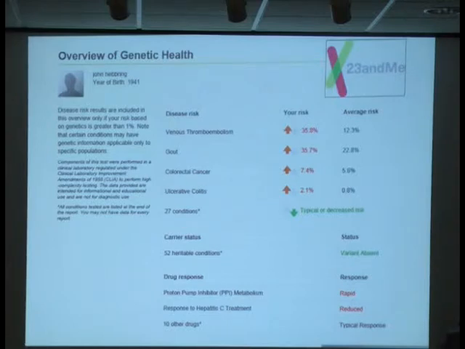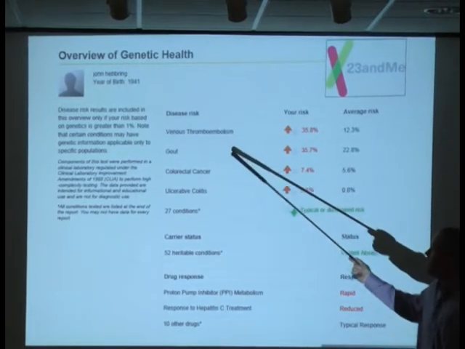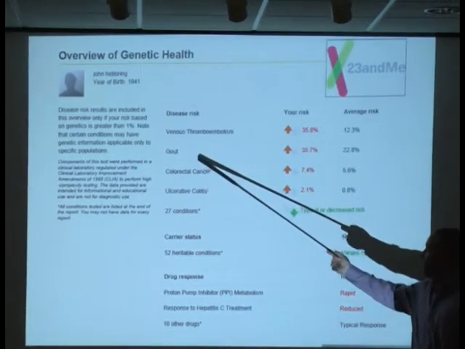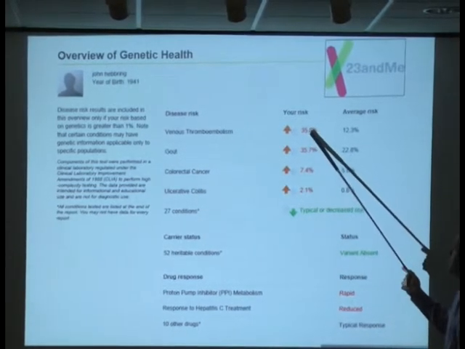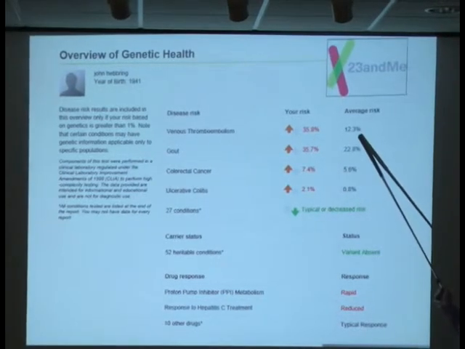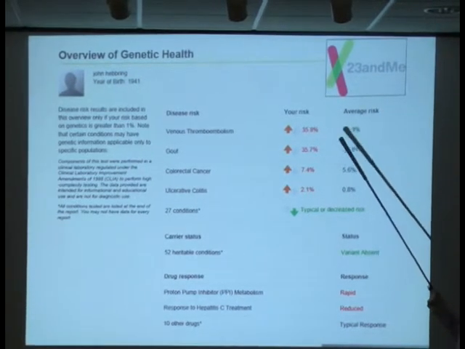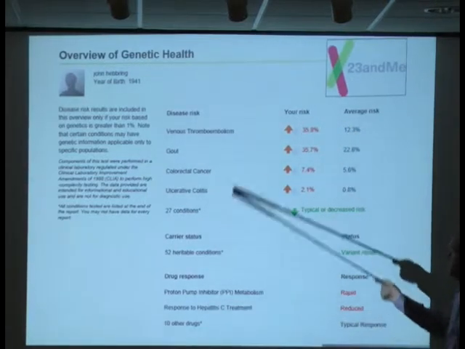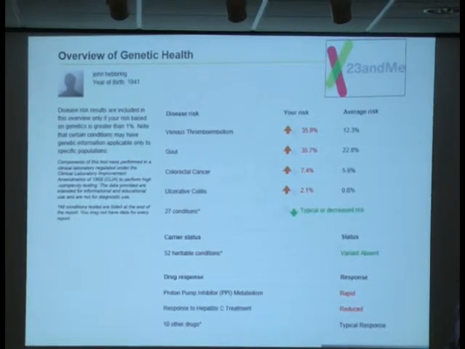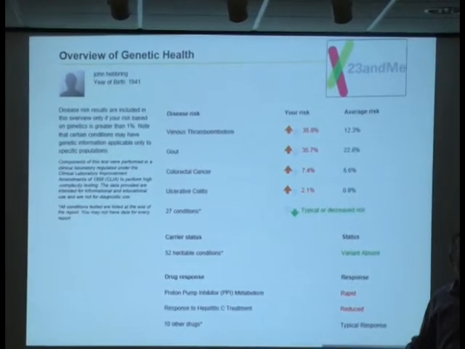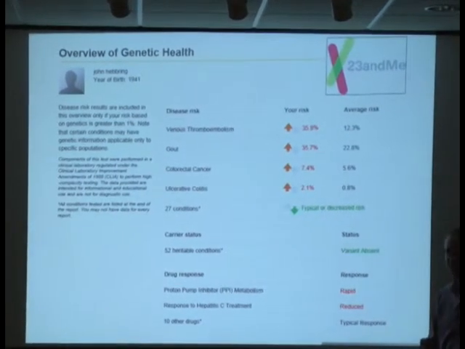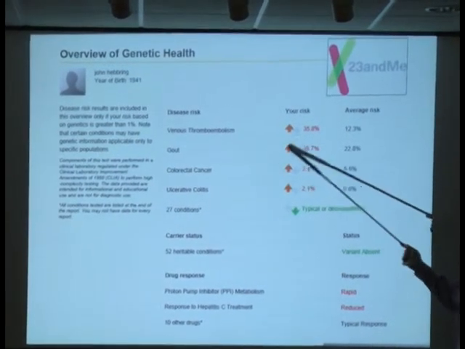But they also give you some disease information. So my father is at risk for venous thromboembolism. He's at increased risk for gout, colorectal cancer, and ulcerative colitis. Now, these are his risks, and this is the average population risk. So he's at a threefold risk of having venous thromboembolism. And incidentally, can I share? Okay. He's had this condition. So it might explain, obviously, his genetics.